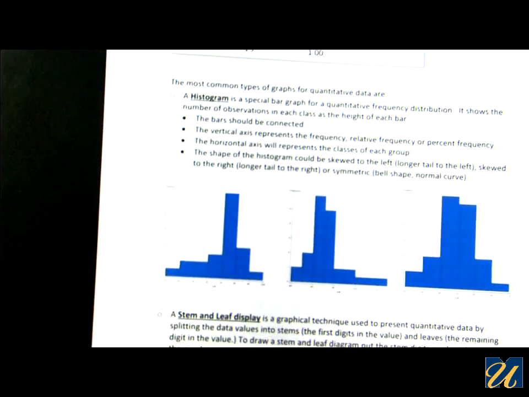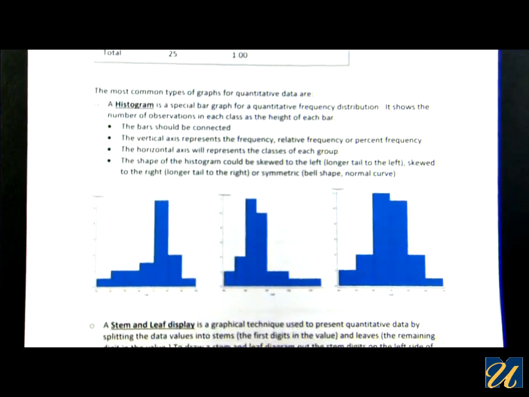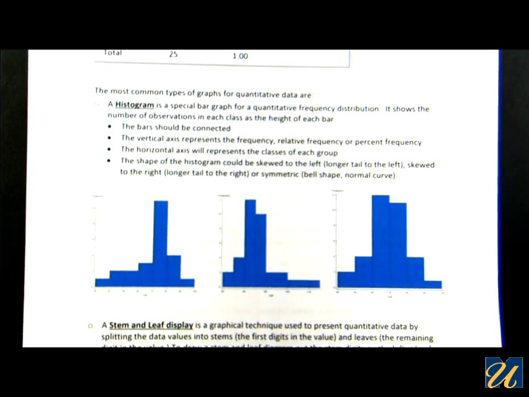The most common types of graphs for quantitative data are the histogram, which is a special bar graph for quantitative frequency distribution. It shows the number of observations in each class as the height of each bar. The bars should be connected because your intervals are consecutive, so we want to highlight this. Where one ends, the next one will start. The vertical axis represents the frequency, relative frequency, or percent frequency. The horizontal axis will represent the classes of each group.